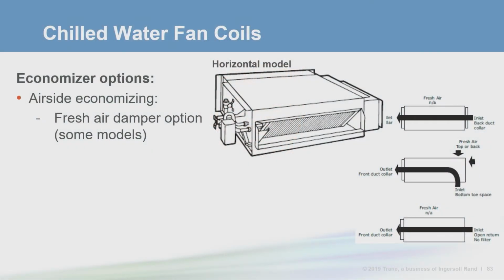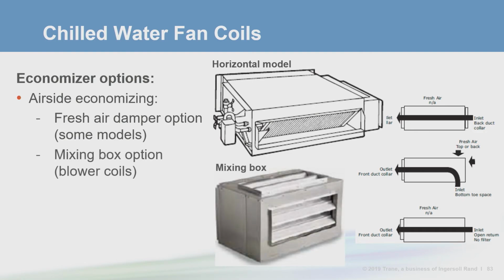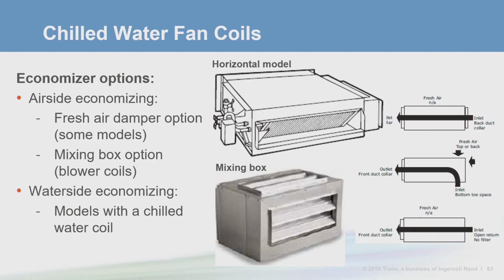Note that fan coils can include DX coils in lieu of a chilled water coil. DX fan coils can be part of a VRF system, which we will cover later, or independent split systems. Ventilation in a fan coil system is typically handled by a separate ventilation system. But some fan coils are offered with a fresh air damper option, which could enable some level of airside economizing. Higher static fan coils, sometimes called blower coils, often have a mixing box option, which could enable full airside economizing. And if the fan coil uses a chilled water coil, waterside economizing is also an option.